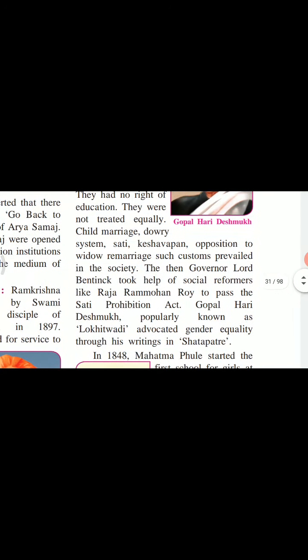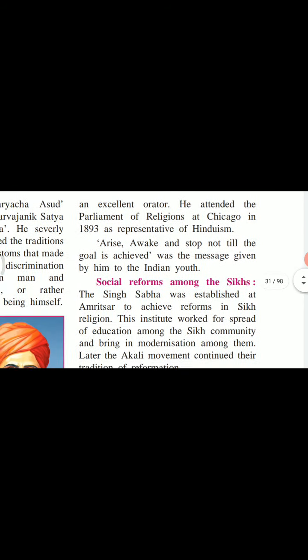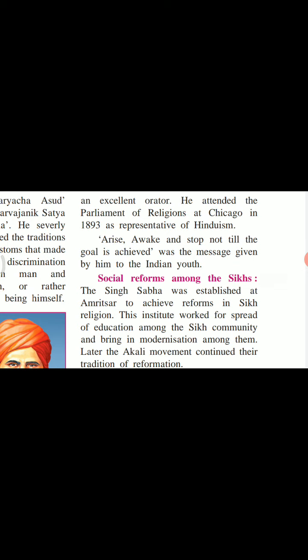Swami Vivekananda was an excellent orator, as you know very well, and he attended the Parliament of Religions at Chicago in 1893 as the representative of Hinduism. The principles of the mission are providing help to famine-stricken people, medical help to patients and the poor, female education and spiritual growth. These are the principles of the Ramakrishna Mission.